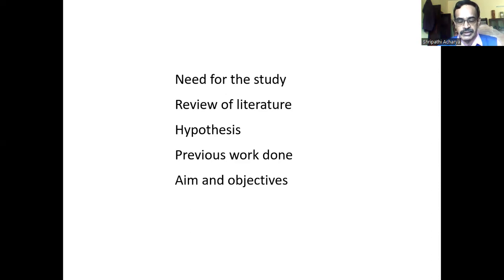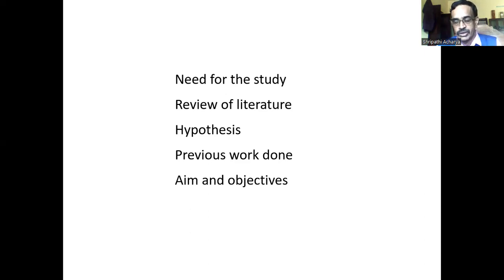Hypothesis 2 is that the standard drug is more effective than the test drug. Then comes the previous work. We have to enlist the previous thesis titles on the disease on which you are doing the research. That has to be written in chronological order: author's name, disease title, university, and the year of work. At least 5 researchers, and the outcome has to be mentioned.